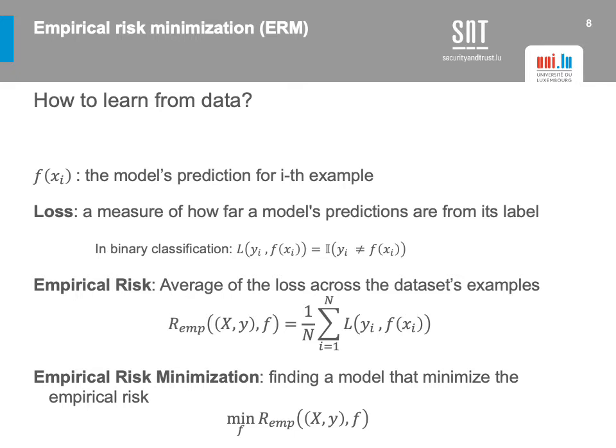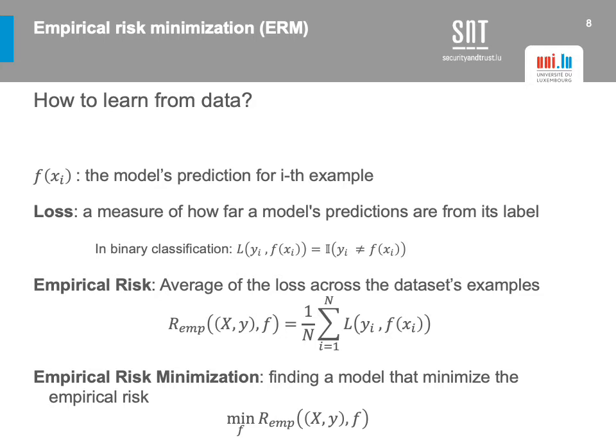We have seen that in the training phase we are learning from data, but how can we learn from data? It's not a very natural thing. A priori, we don't know how to learn from data. So here we will fix the prediction of the model for example number i. In order to learn from data, we need the model to know when it performs well and when it performs badly. For that, we define the loss function.